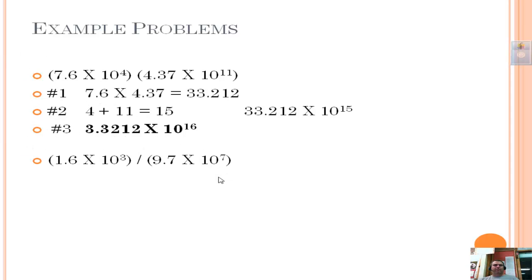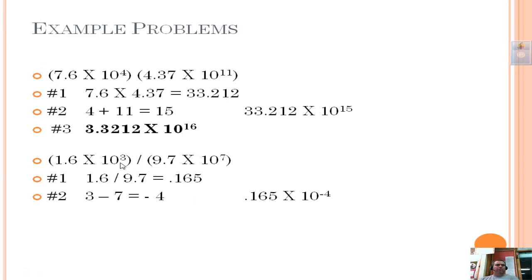Let's look at a division problem. 1.6 times 10 to the 3rd divided by 9.7 times 10 to the 7th. So first thing we're going to do is divide our m values. We're going to take 1.6 divided by 9.7. We're going to get 0.165. Next thing we're going to do is subtract our exponents. We're going to take 3 minus 7. 3 minus 7 gives me a negative 4. Putting it together, I get 0.165 times 10 to the negative 4th. Thing is, we're not in proper scientific notation, so I have to back that up 1 to put it between 1 and 10 to give me a final answer of 1.65 times 10 to the negative 5th.